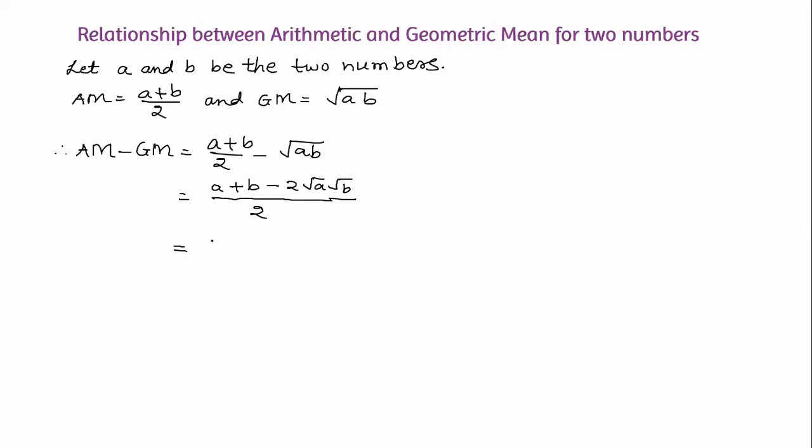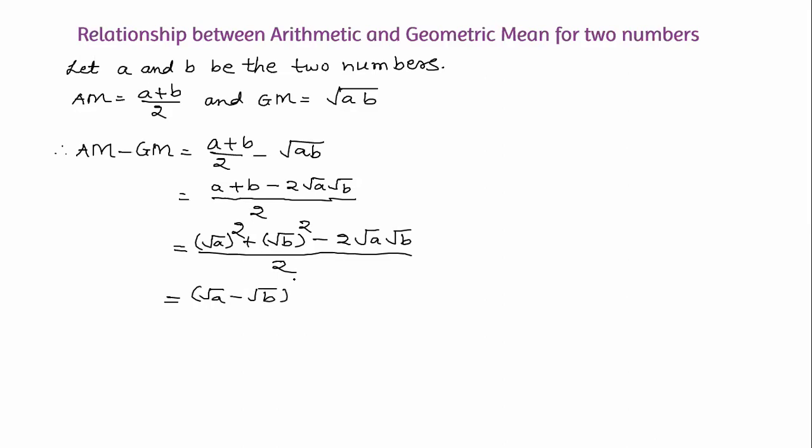So I can say that (square root of A) to the power 2 plus (square root of B) to the power 2 minus 2 times square root of A into square root of B, upon 2. So this is equal to (square root of A minus square root of B), or you can say (square root of B minus square root of A), to the power 2 divided by 2. Now the square of anything is always non-negative. 2 is also positive, so you will agree that this is greater than or equal to 0 and therefore arithmetic mean is greater than or equal to geometric mean.